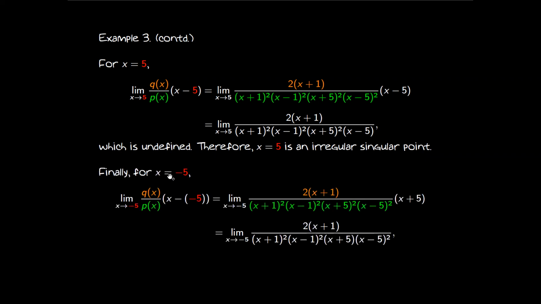Finally, we check the same thing for x equal to -5. Once again, q over p, and then you get x minus -5 as x approaches -5. In this case, we get x plus 5, cancel one of the two x plus 5s, but you still have one x plus 5 left. This is going to be 0 as x approaches -5. So therefore, once again, a constant over 0, which is undefined, which means x equal to -5 is also irregular.